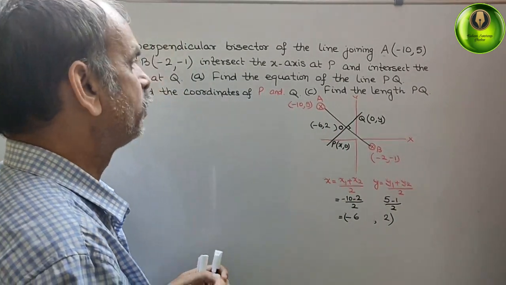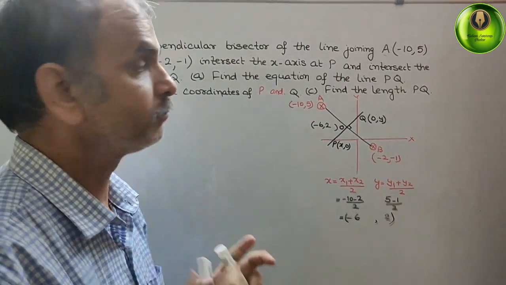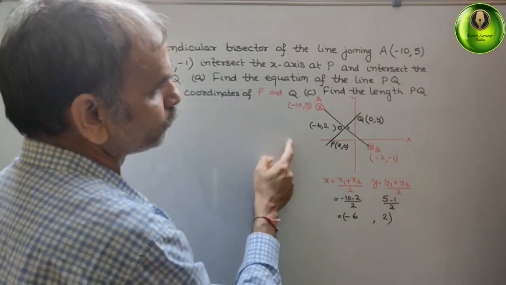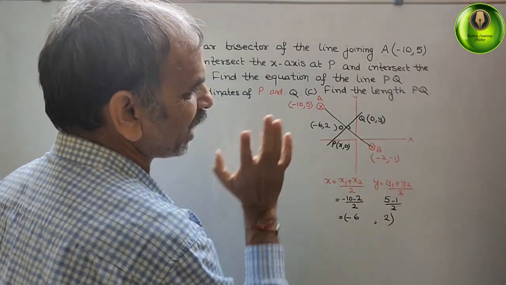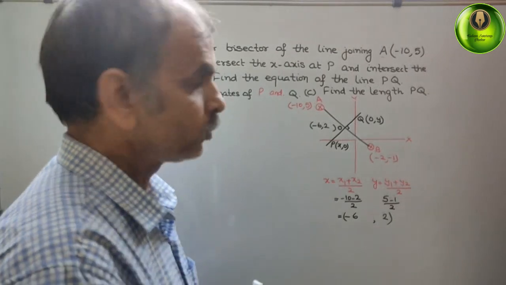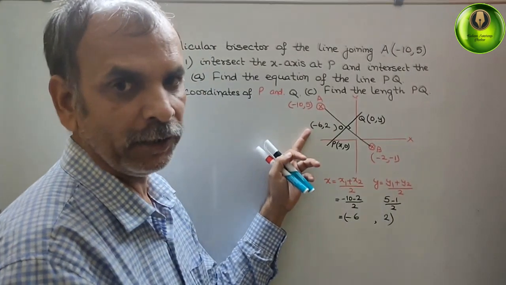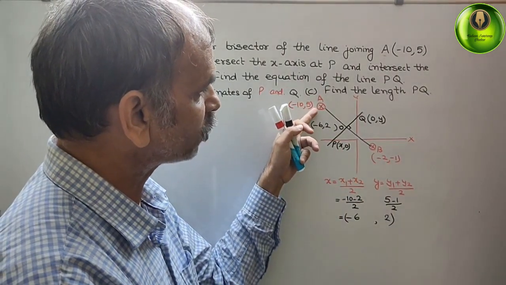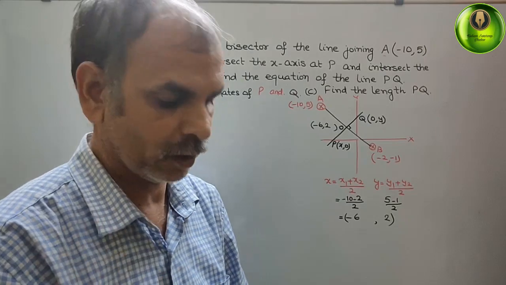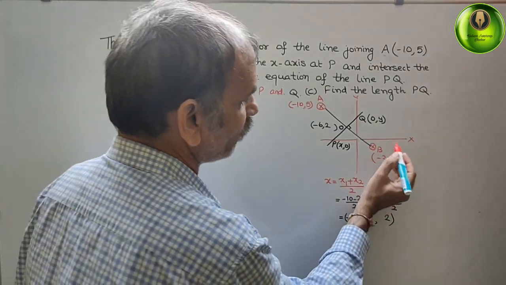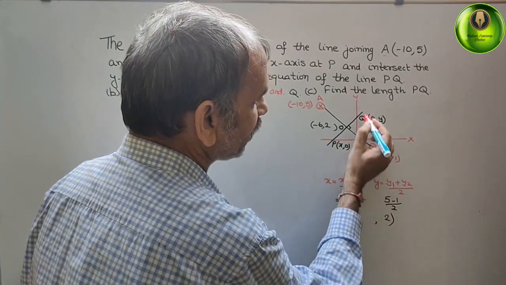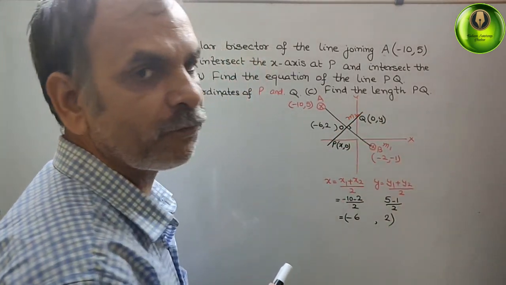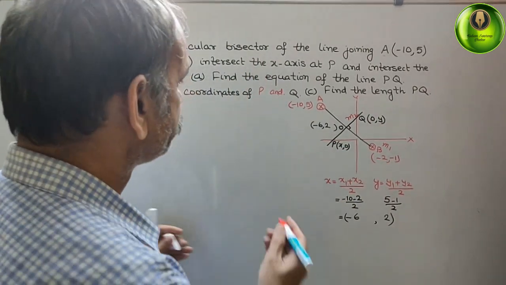Okay. Next. Now see what they have given. They have asked us to find the equation of the line PQ. So we have to find the equation of this line. Here we know a single point only, but we don't know the slope. So for that we will find the slope of AB, that is M1, and the slope of PQ is M2. First we will find M1.